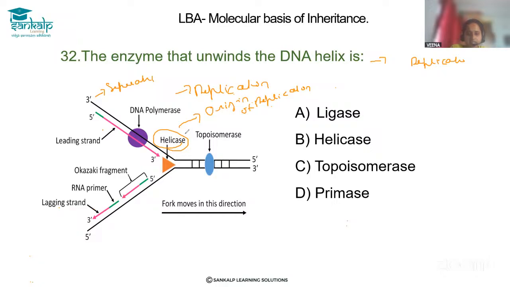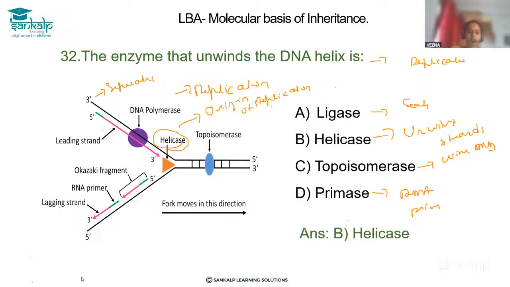So the correct answer is DNA helicase. DNA ligase seals, and topoisomerase is the enzyme that binds the DNA, and the primase synthesizes the RNA primer. So the DNA helicase unwinds the strands. So the correct answer is option B, that is the helicase enzyme.